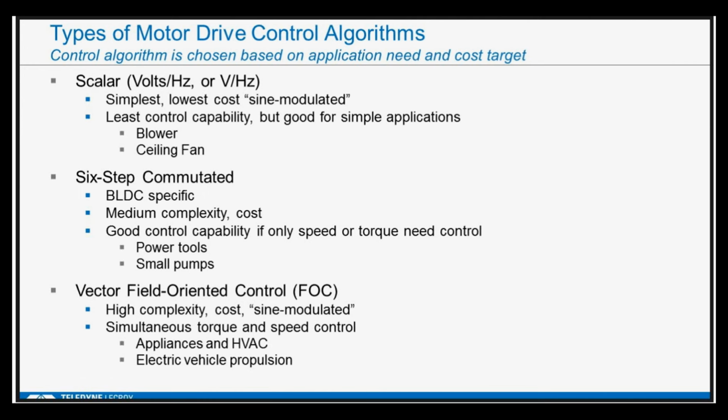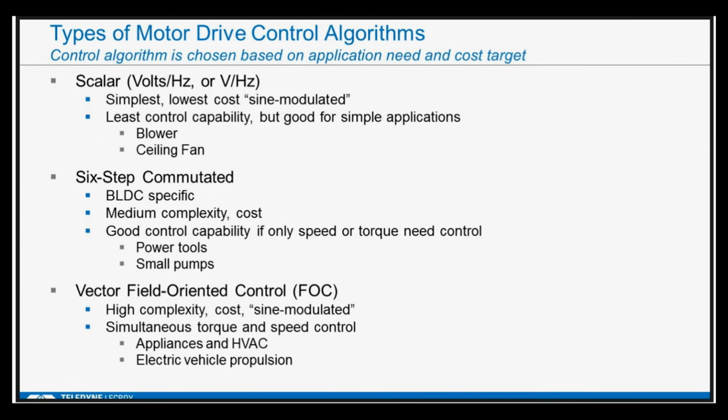A 6-step commutated is really specific to what I'll call a brushless DC drive using Hall sensor technologies to measure rotor speed and position. It's medium complexity and cost. It's very common. It's a pretty good control capability if you only need, let's say, speed or only torque control, and you don't need to control that in too defined a way. So it's very common in power tools or small pumps, things like that. The drawbacks of this are you can get quite a bit of torque ripple from it, and that might not be good depending on your application.